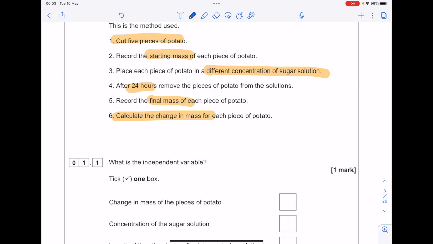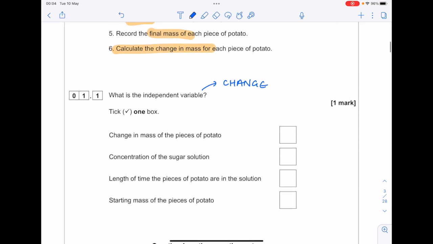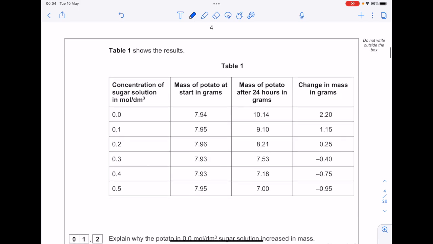What is the independent variable? Remember, that's the one that you change. So what did they change about it? Well, it was the concentration of sugar solution. Table 1 shows the results.